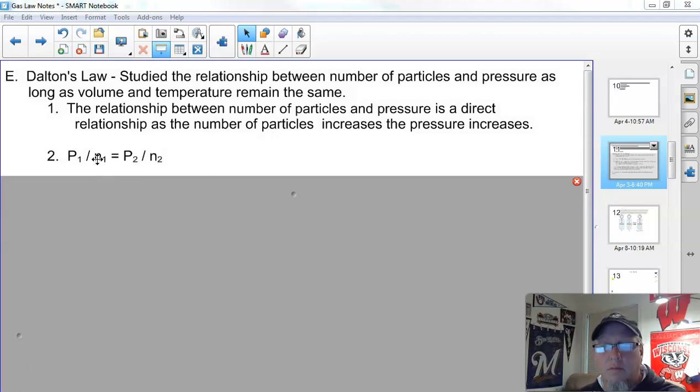N is the number of moles. That's how we count things in chemistry. We count by the number of moles. So if you're given grams, convert it to moles. If you're given liters, convert it to moles. Make sure that N is always in the number of moles.